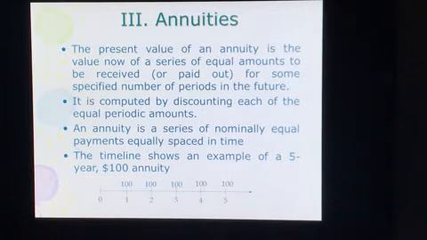Now here is the third one, annuities. In annuities we know that we get equal payments after equal intervals for a specific time period. There are two main kinds of annuities: ordinary annuity and annuity due. These are the most important. There are two other types of annuities, which we will discuss later on.